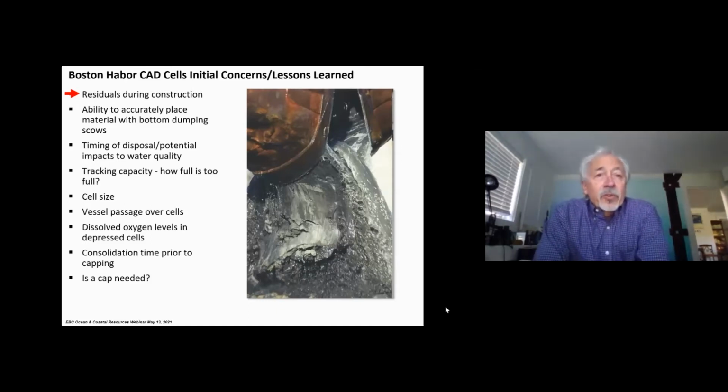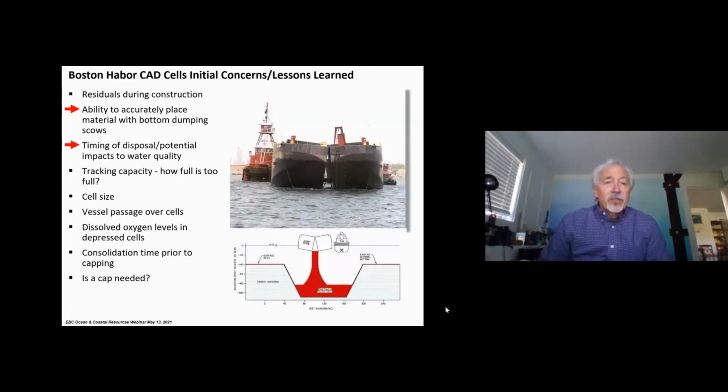First off was the residuals during construction. As I said, you have to scrape off the contaminated material at the surface before you construct the cell and give some sort of a layback around the edges. But anybody who's done any kind of remedial dredging knows that you're going to have some residuals. And so that needed to be addressed with the agencies, that at least on a visual level, there was going to be some residuals showing up in the native material as the construction of the cell started. But from an overall mass standpoint, it was minor. And so we were able to move beyond that concern.